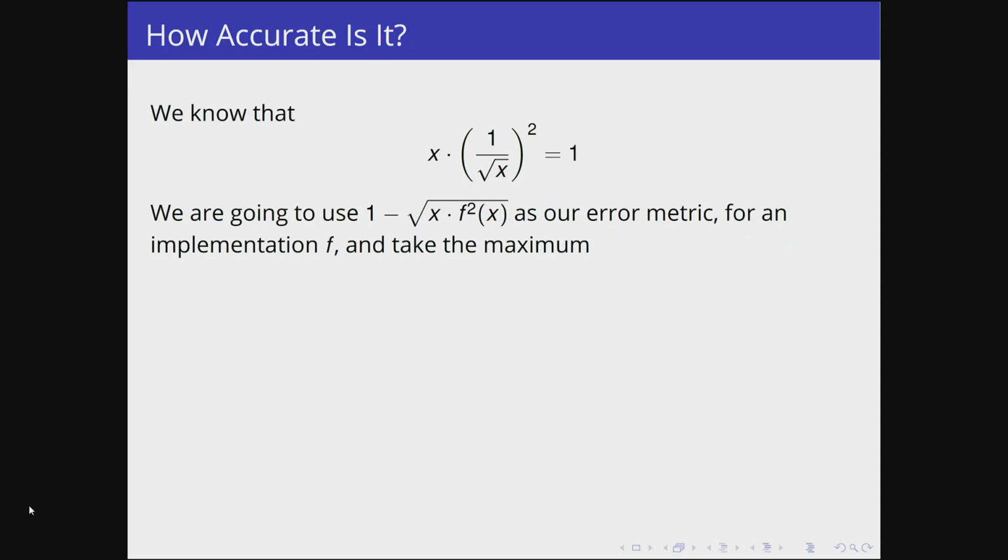Okay, now another question is, how accurate is it? So instead of finding the ground truth from 1 over square root of x, we can use the equation that x times 1 over square root of x squared should be 1. So we can measure the error of this. And we have to take this square root for the values that we get, because we use the approximation twice. So we get double the error. And we are going to look for the maximum error that we get.